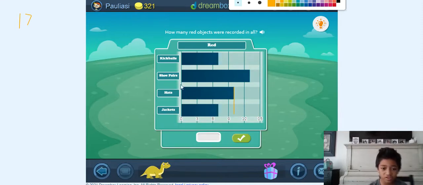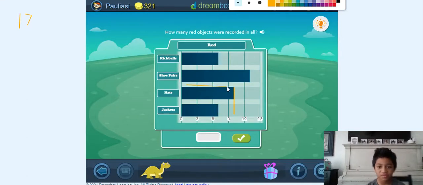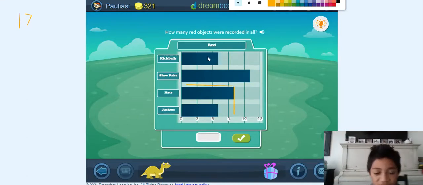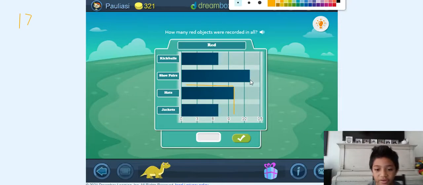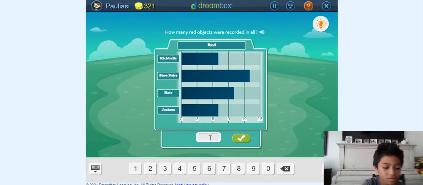Now we just need shoe pairs and kickballs. How many shoe pairs are there? There are 13 shoe pairs. How many kickballs are there? There are 7. So 13 plus 7 is 20. So 17 plus 20 would equal 27. Oh no, plus 7, that would equal 37. So let's put that in this. 37.